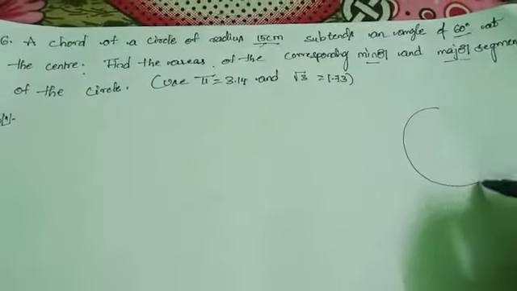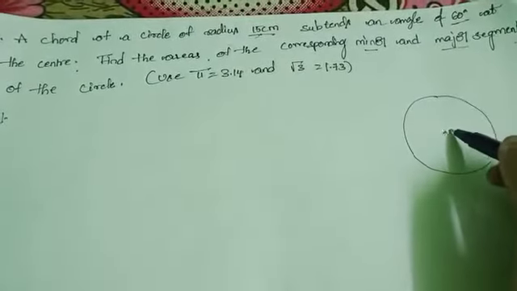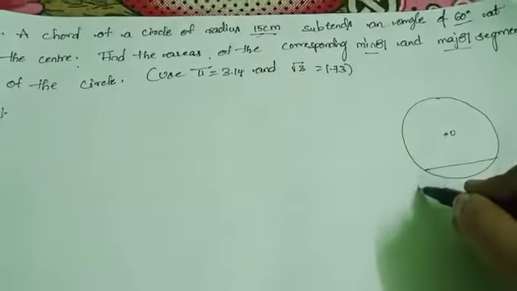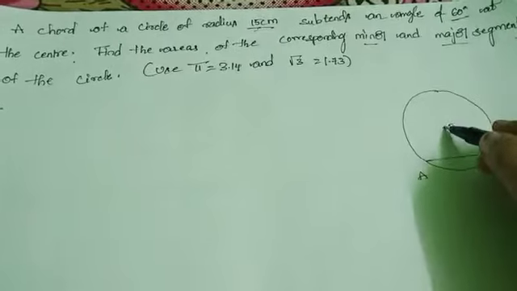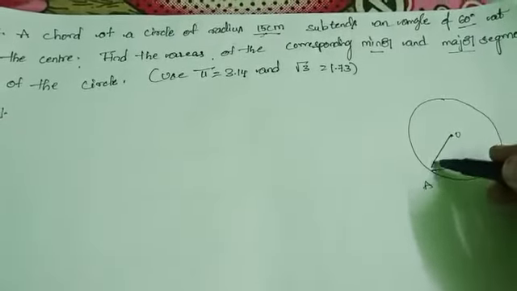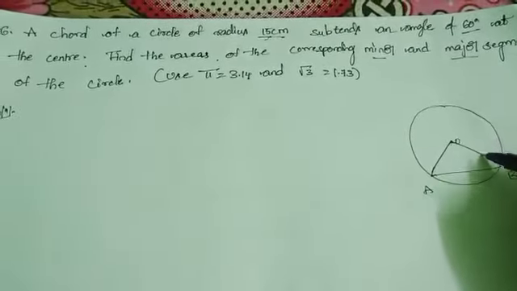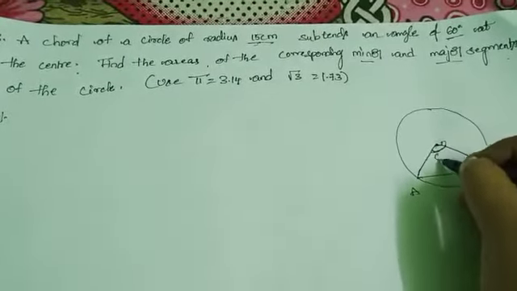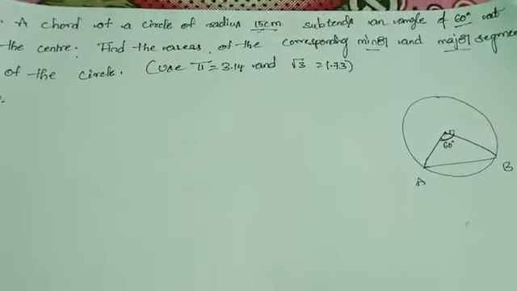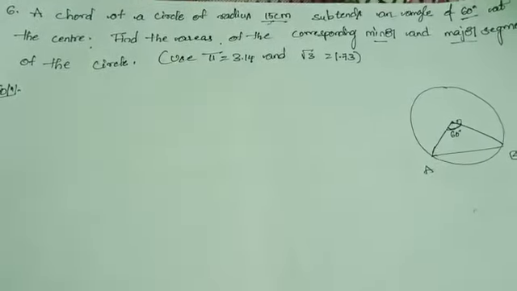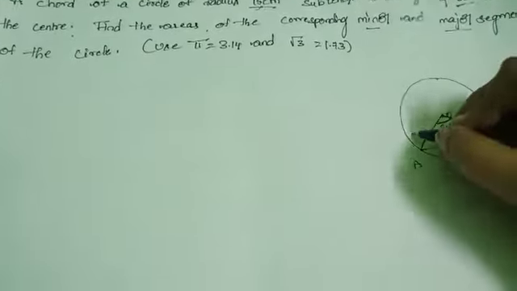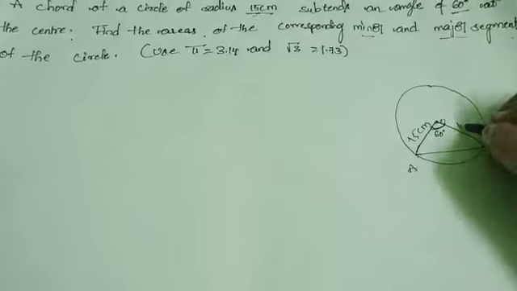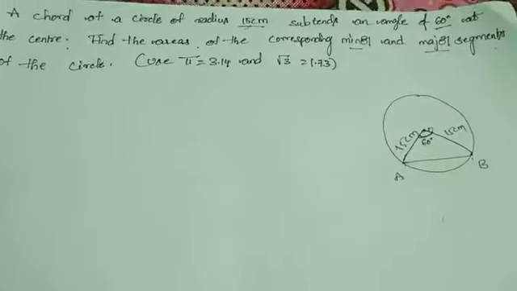Draw a circle. This is a circle with center O. And draw a chord of the circle. Let AB be the chord of the circle. It subtends an angle of how much? 60 degrees. So the given angle at the center is 60 degrees. We know the radius of the circle is 15 cm. Here OA and OB are radii of the circle, each 15 centimeters.